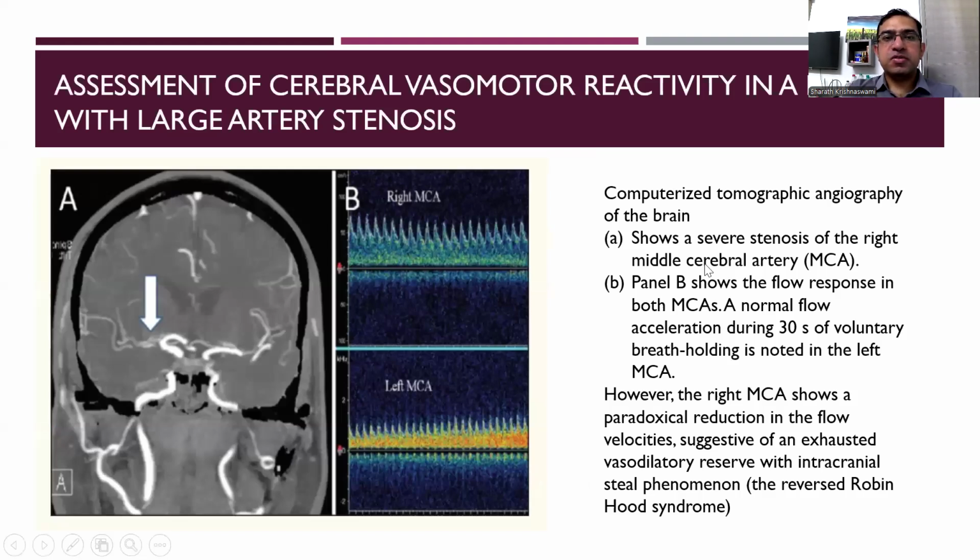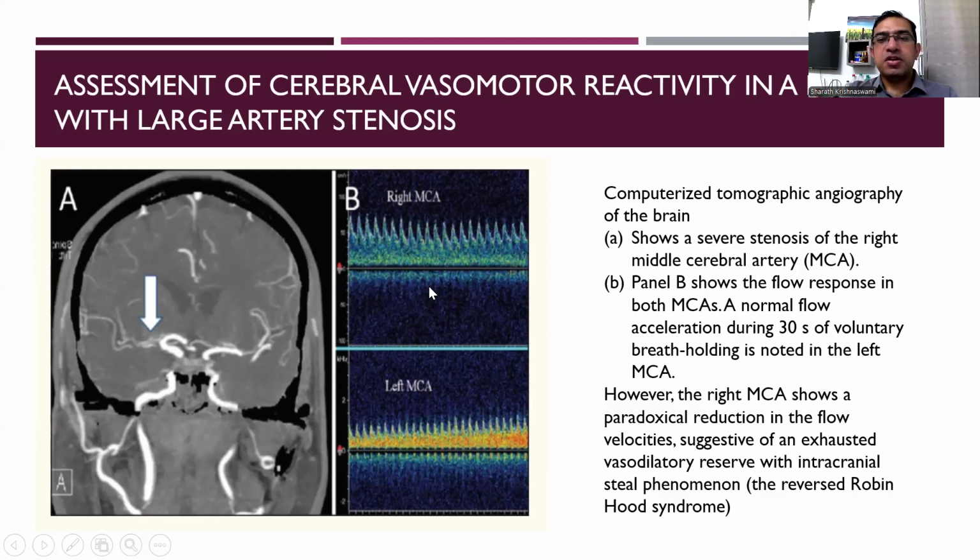Now, moving forward to understanding the cerebrovascular vasomotor reactivity with large artery stenosis. If you can look here in this diagram, the right middle cerebral artery has a severe stenosis. In panel B, it shows the flow's response in both the middle cerebral arteries, that is the right and the left MCAs, during 30 seconds of voluntary breath holding.